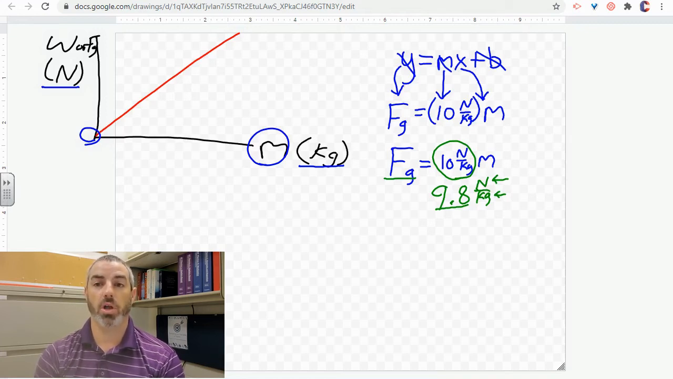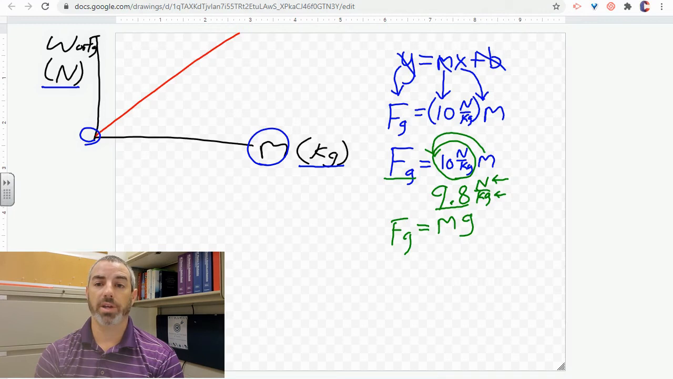This number is called the gravitational field strength constant, or the acceleration due to gravity. And this value is so important on Earth that it gets its own symbol. And that symbol is lowercase g.